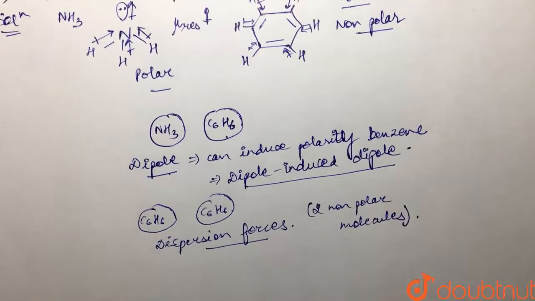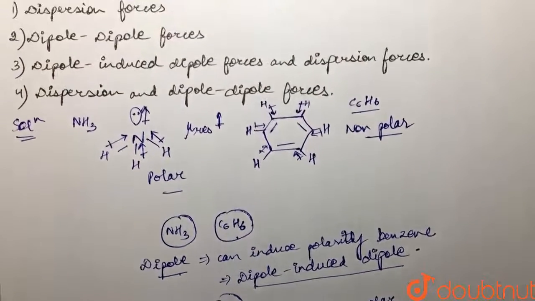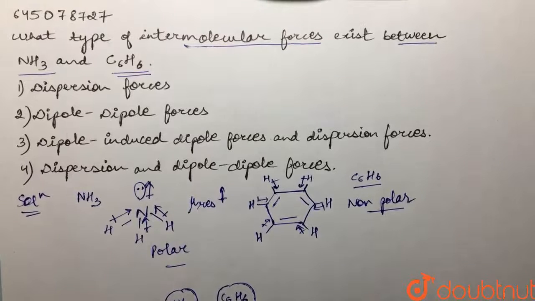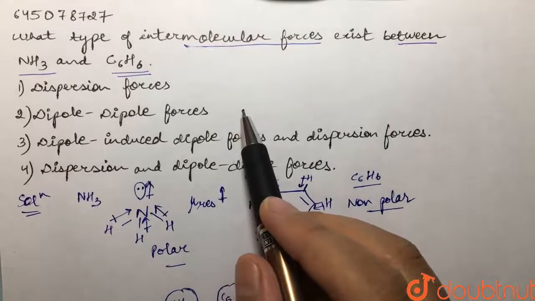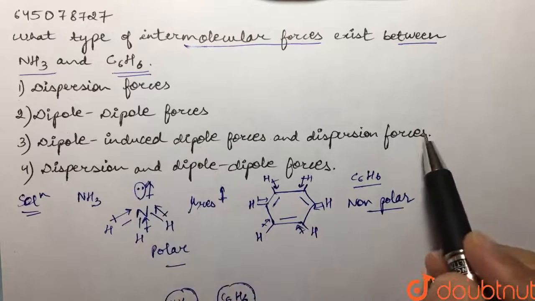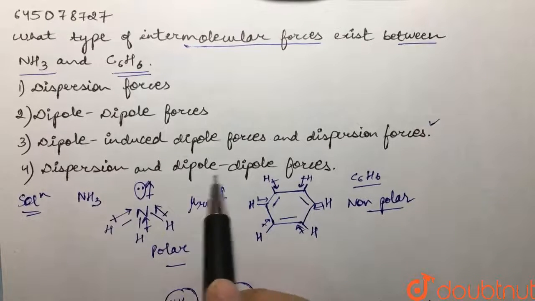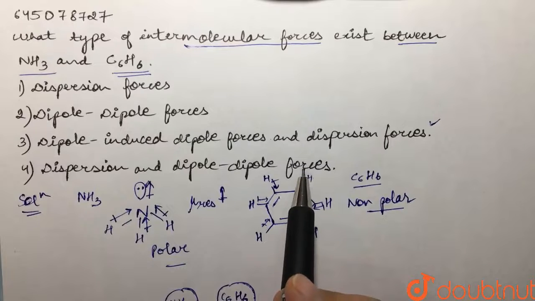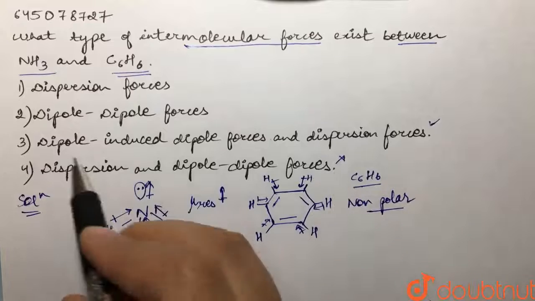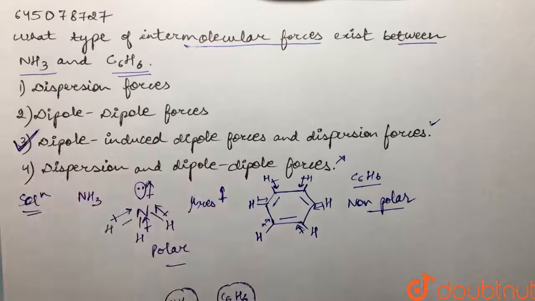So if we look at our options, first is saying dispersion forces only, so this would not be correct because we also have dipole induced dipole forces. Then dipole-dipole forces, not correct, we have dipole induced dipole forces and dispersion. Then third is saying dipole induced dipole and dispersion, so this would be our correct option. Then fourth is saying dispersion and dipole-dipole forces. So again dipole induced dipole forces are not given in this option, so this also won't be correct. So our answer to this question would be option number 3. We have dipole induced dipole forces that exist between ammonia and C6H6, and there are also dispersion forces that would be existing there.